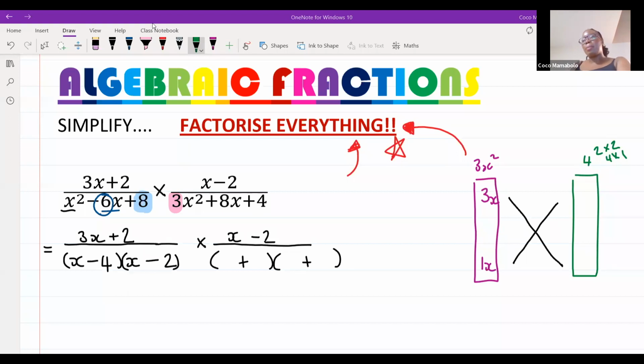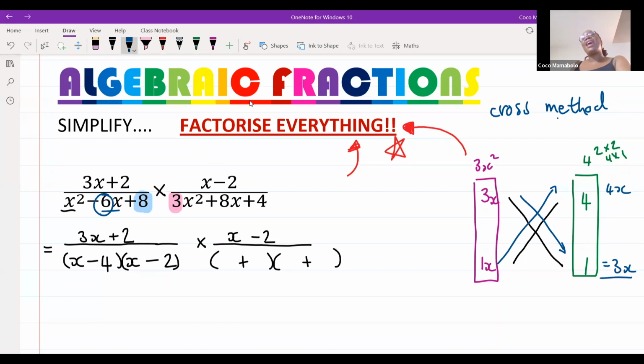All right, so I'm going to put a 1 here, and I'm going to put a 4 here, and then we're going to cross multiply, because it's called the cross method. Then I'm going to cross multiply. So I'm going to get 3x times 1, that's going to give me 3x. And 1x times 4 is going to give me 4x. If I add these two together, 4x plus 3x, that's going to give me 7x.